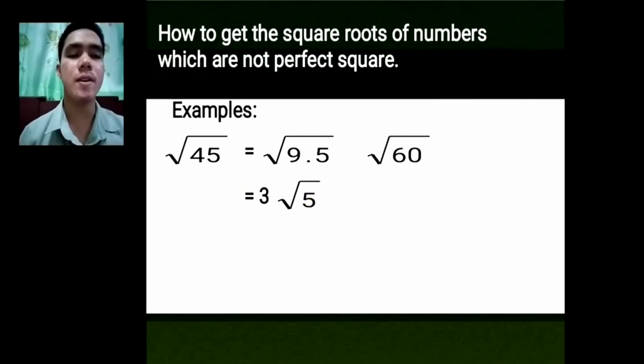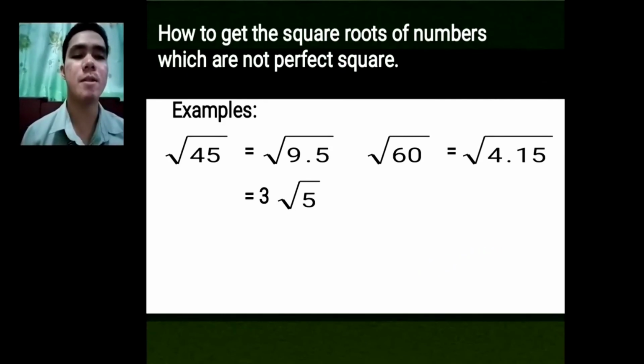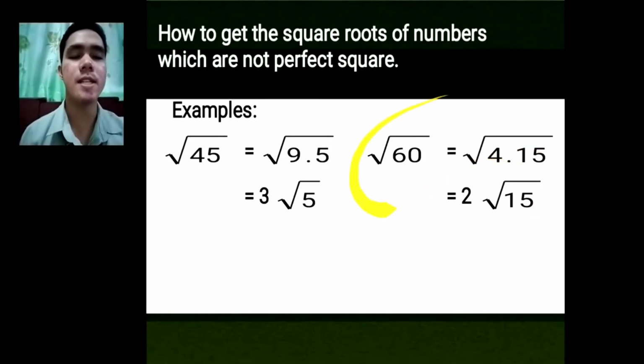Next, we have the square root of 60. Think of a number wherein one factor is a perfect square. That is 4 and 15, because when you multiply 4 times 15, that is 60, and 4 is a perfect square number. So find the square root of 4. We have 2, then the square root of 15. So the square root of 60 is 2 square root of 15.